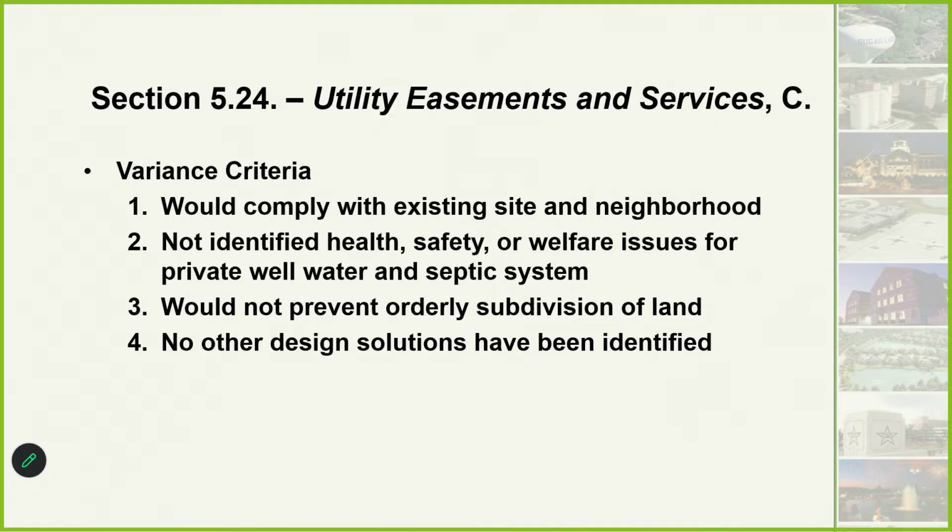The variance criteria, again, 1 is that it does comply with the existing site and the neighborhood, being as though the properties are served by well and septic. 2, staff hasn't identified any health, safety, or welfare issues with the private well, water, and septic system. The request would not prevent orderly subdivision of the land, and we have not identified any other design solution that would be sufficient.